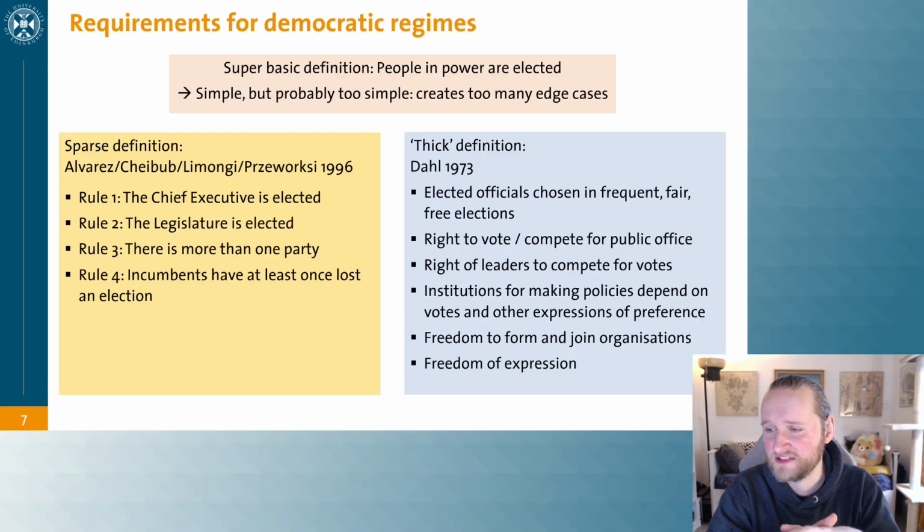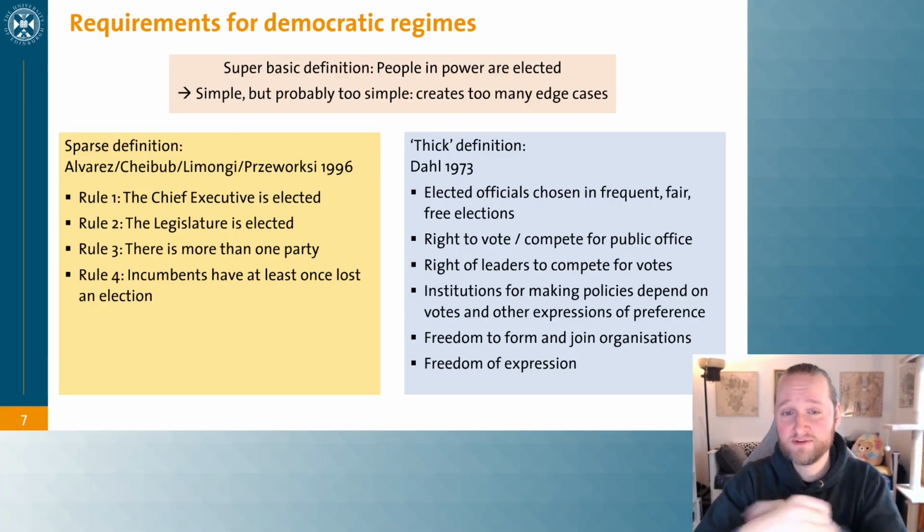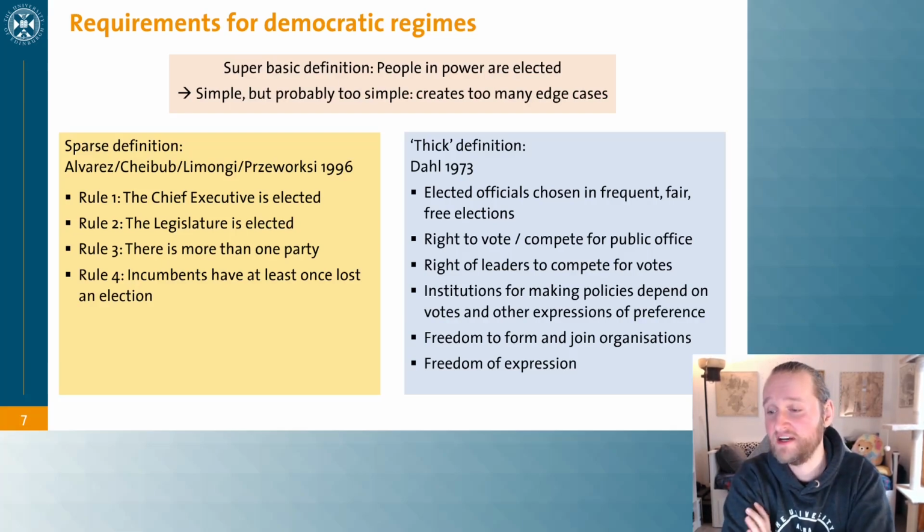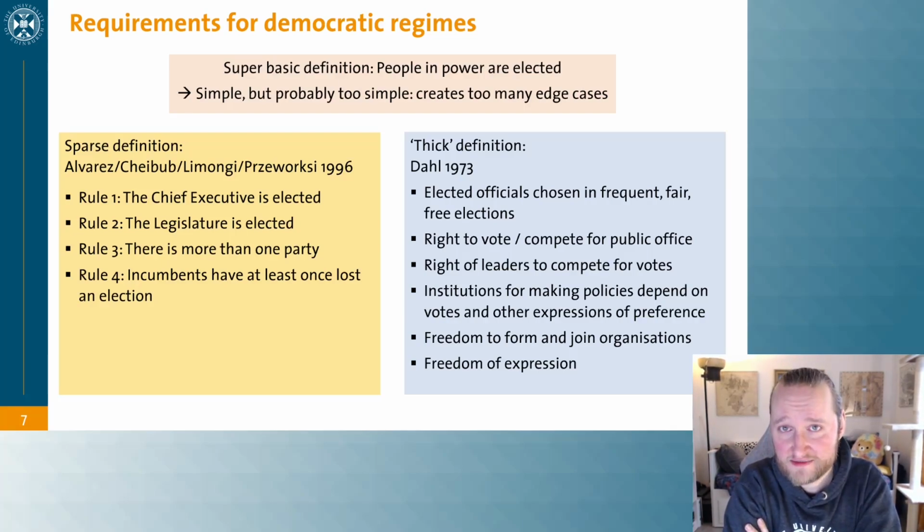and that can't be the case for a well-functioning democracy. And generally speaking, says Dahl, the institutions for making policies depend on votes and other expressions of preference. So you can't have someone involved in the actual decision-making procedure that is not in some way legitimized by voting and elections. And then Dahl adds two things that play no great role in the sparse definition by Alvarez and others on the other side, and that is that there should be the freedom to form and join organizations. Those could be parties, for example, arguably the most important type of organization in a democracy, but also other forms of civil society.